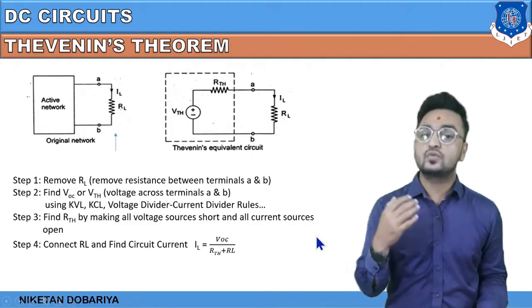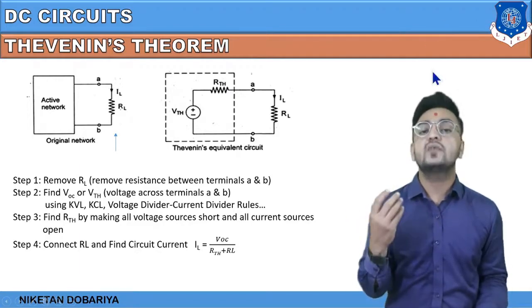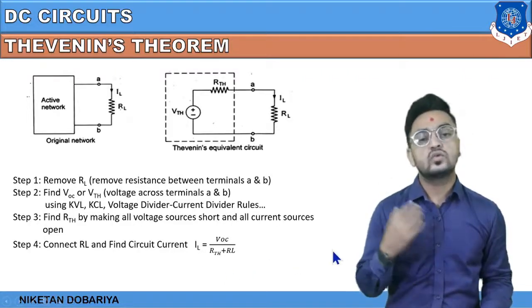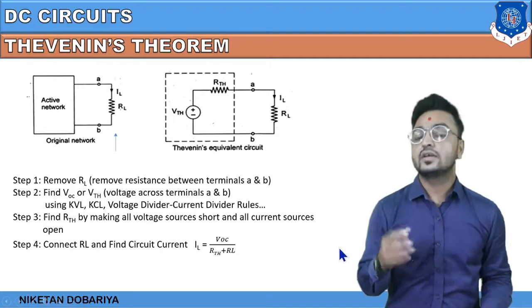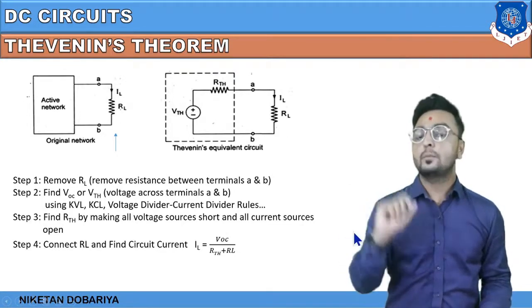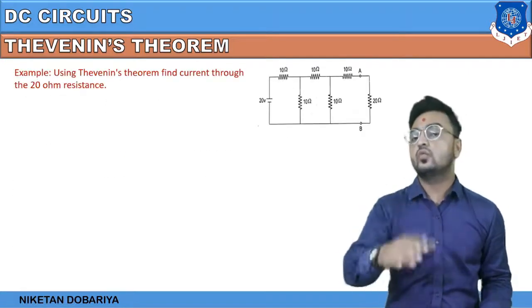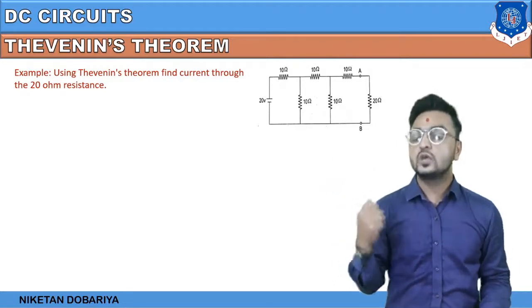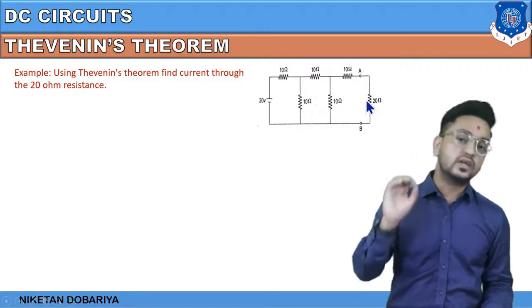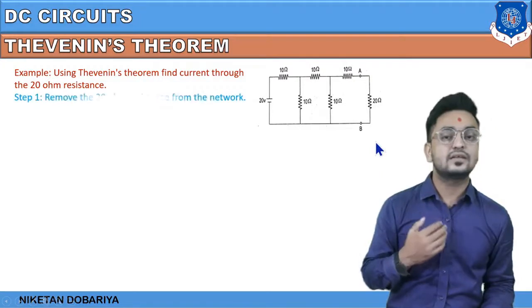So these were the steps to be followed to solve any circuit when we apply Thevenin's theorem. Next, we will consider one circuit diagram in which we will apply Thevenin's theorem and find one branch current for a specific resistance. As an example, we have one circuit diagram in which we are going to find the current of this 20 ohm resistance which is connected across this AB terminal. So let's start the example.